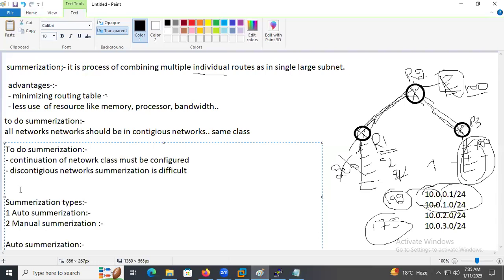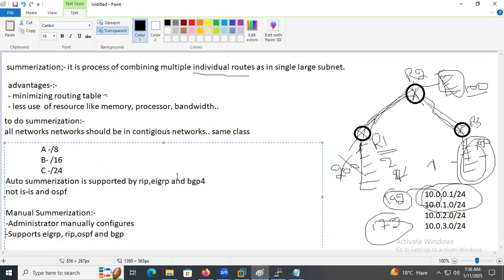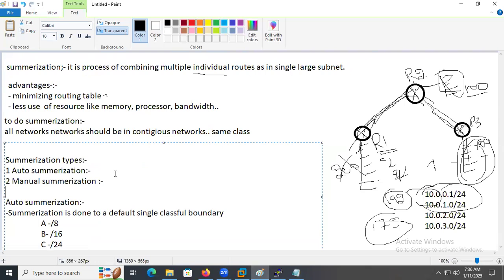This is what I am saying. To do summarization, contiguous networks must be configured. This contiguous network summarization is difficult. Summarizations are of 2 types actually. What are they? Auto summarization and manual summarization.